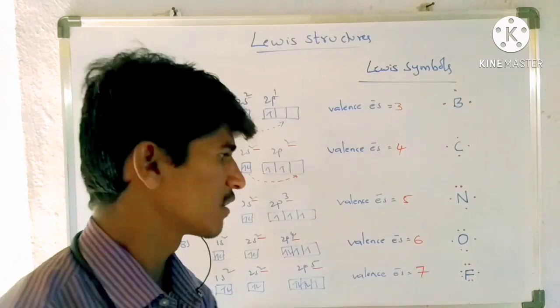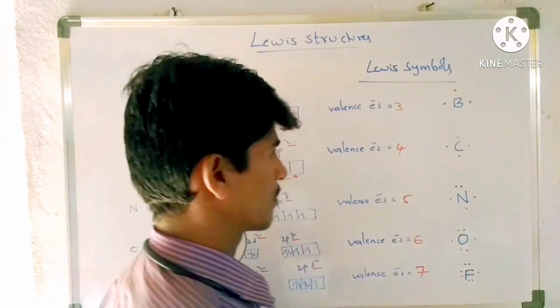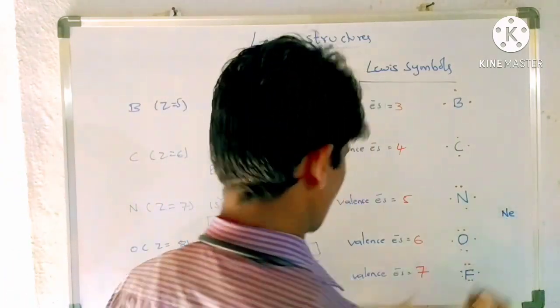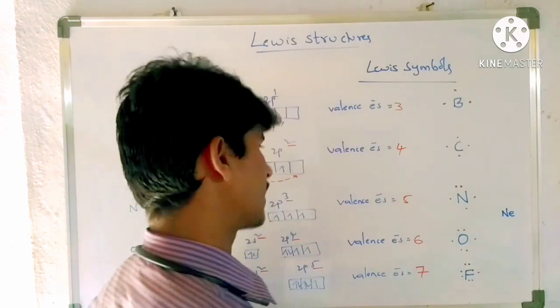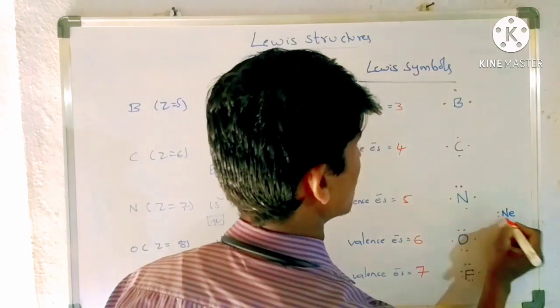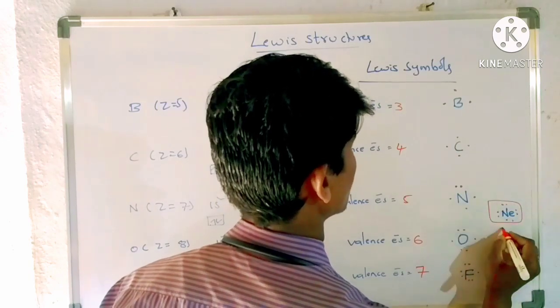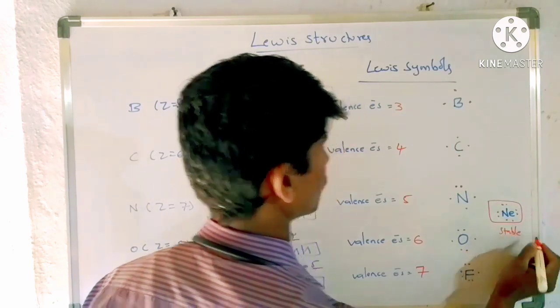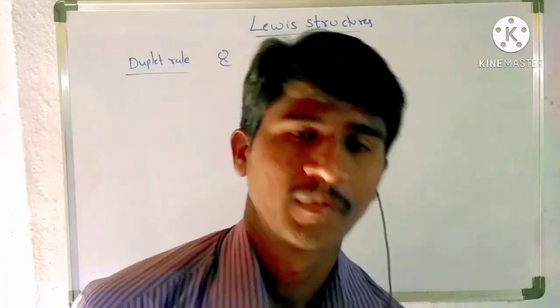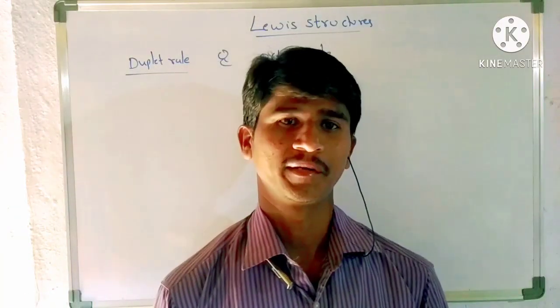When it comes to neon, all are 4 pairs. For example, consider neon. 4 paired electrons are present, meaning it has 8 electrons in its valence shell. It is a stable configuration. Stability, actually, we need stability.